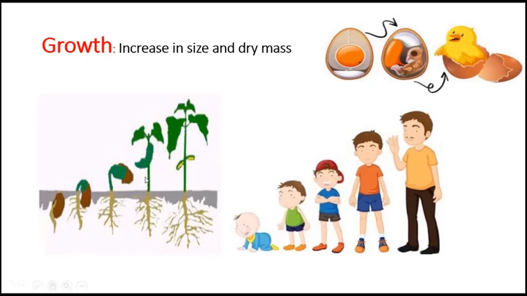There are many examples. For example, if we talk about plants, we know that a seed develops into a complete plant or a tree. This is growth. And in all animals as well as humans, an individual is born with a small size, and with the passage of time, all babies develop into a complete adult. This is also an example of growth.